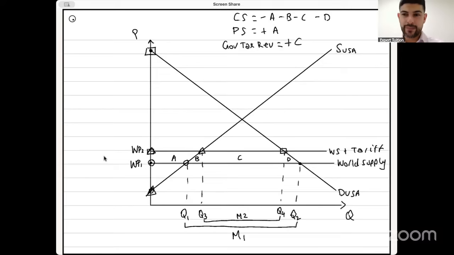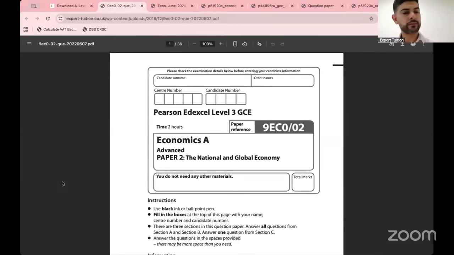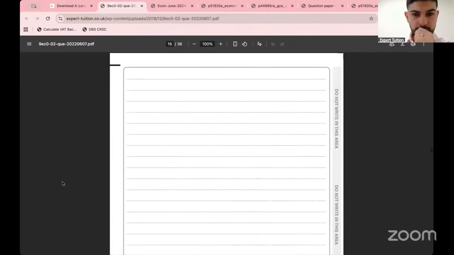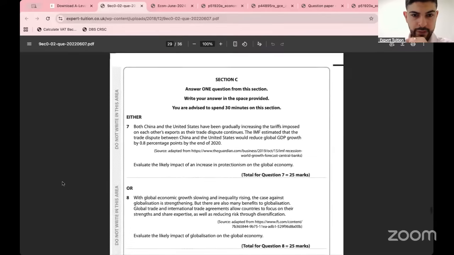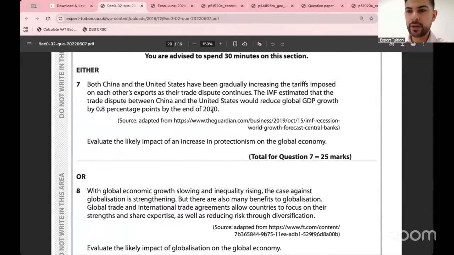Cool? Right, let's deal with two types of questions that can realistically come up in terms of protectionism. Let's start with June 2022. So 25 marker on protectionism, and it has the following. So the 25 marker said the following. It gives you some context about China and US and basically increasing tariffs. Then it says, evaluate the likely impacts of an increase in protectionism on the global economy.